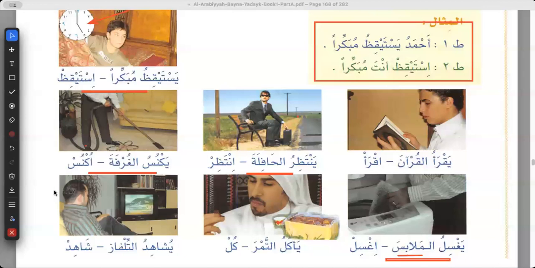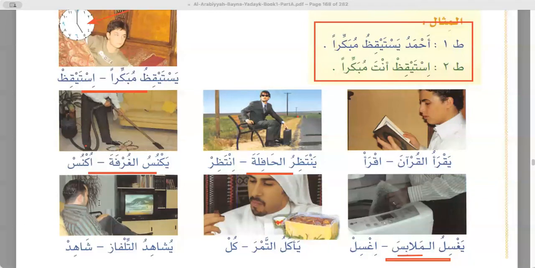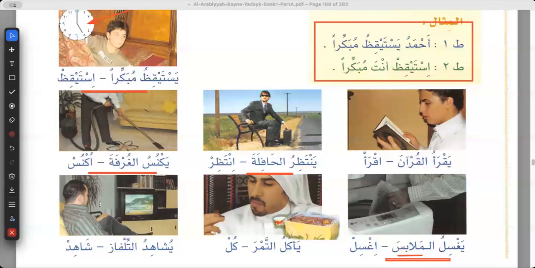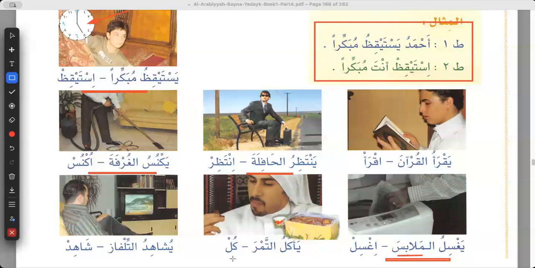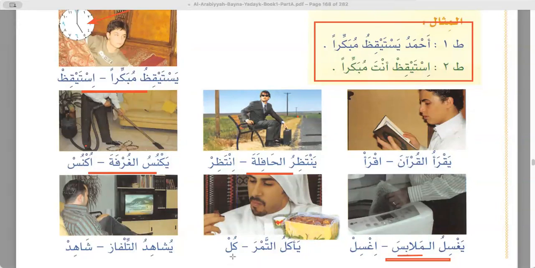Yes. Go on. Yaghsilu al-malabis. Yaghsilu. Ahmad yaghsilu al-malabis. Ighsil anta al-malabis. If you want to command a female, what will you say? Ighsil anta al-malabis. Ighsili. Ighsili anti al-malabis.